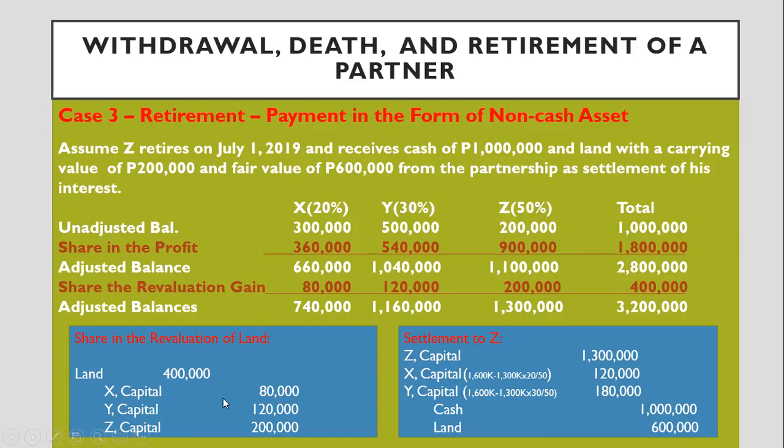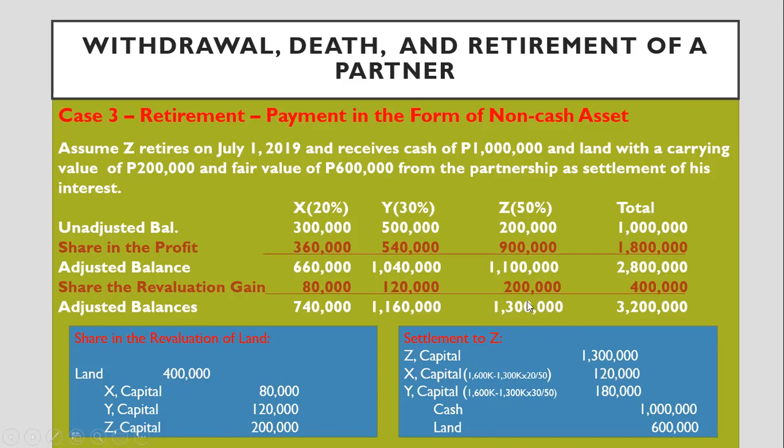So we have the following entries. This entry will be for the revaluation. So it's a debit to land 400,000 and an increase to the partners' capital based on their P&L ratio. And then this entry is the settlement entry for the settlement of Z.